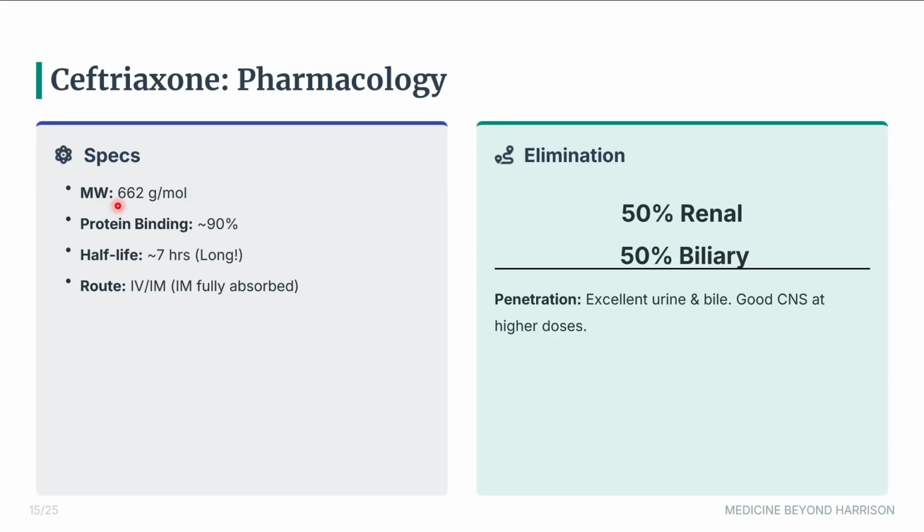Pharmacology: it's a moderate molecular weight molecule, around 662 gram per mole. It has high protein binding and a half-life of 7 hours. So the IV or IM route can be given. It is the time above the minimum inhibitory concentration that matters. Because of its long half-life and high protein binding, you can infuse it once daily and it remains in the blood throughout, so once daily dosing is sufficient for ceftriaxone. It has 50% renal and 50% biliary excretion, excellent urine and bile penetration, and good CNS penetration at high doses also.